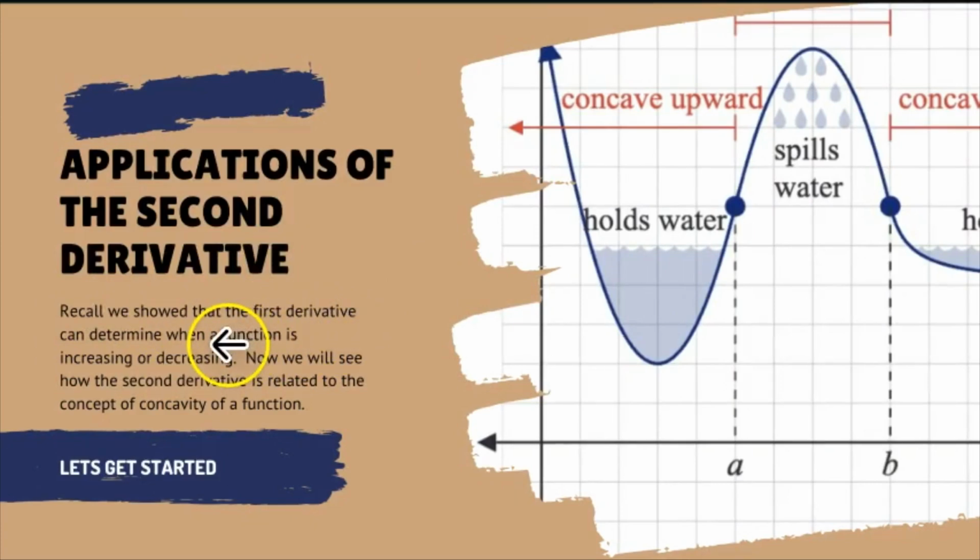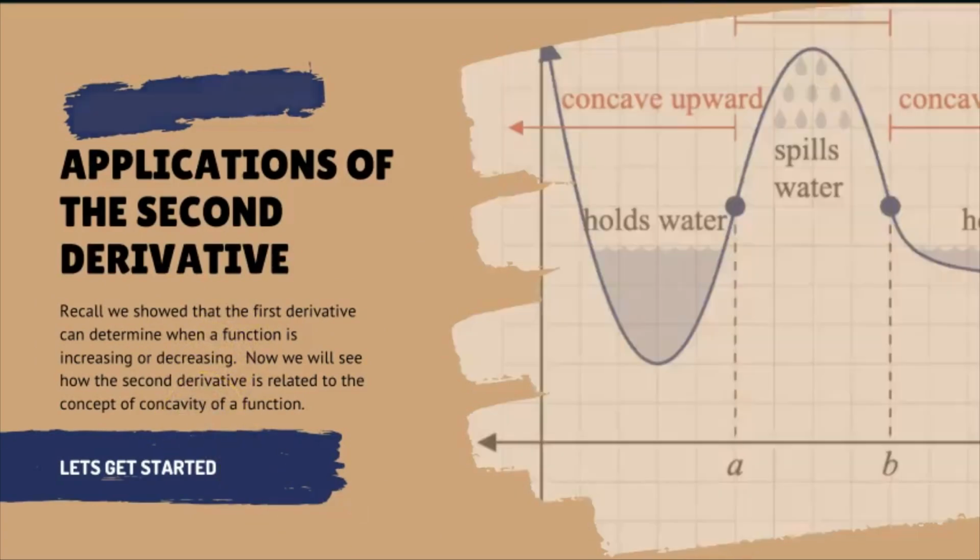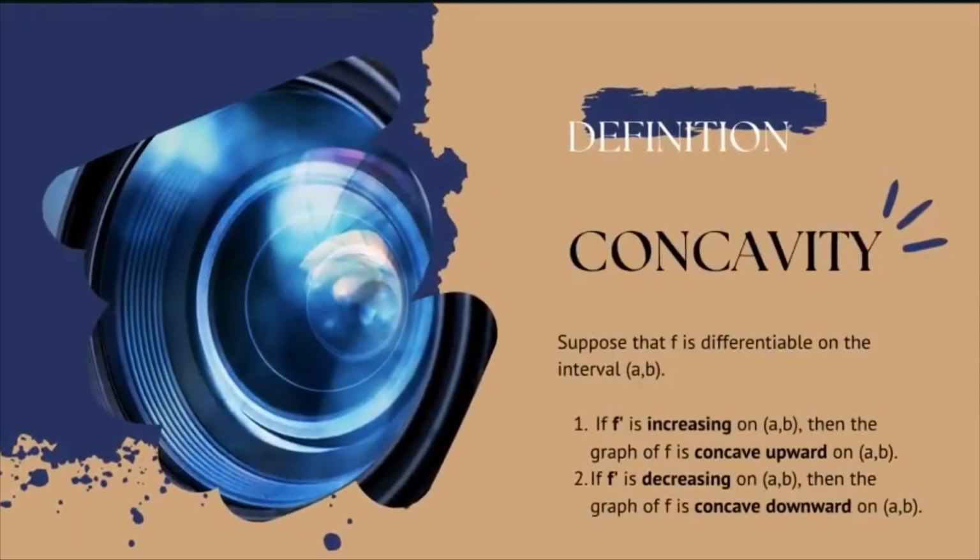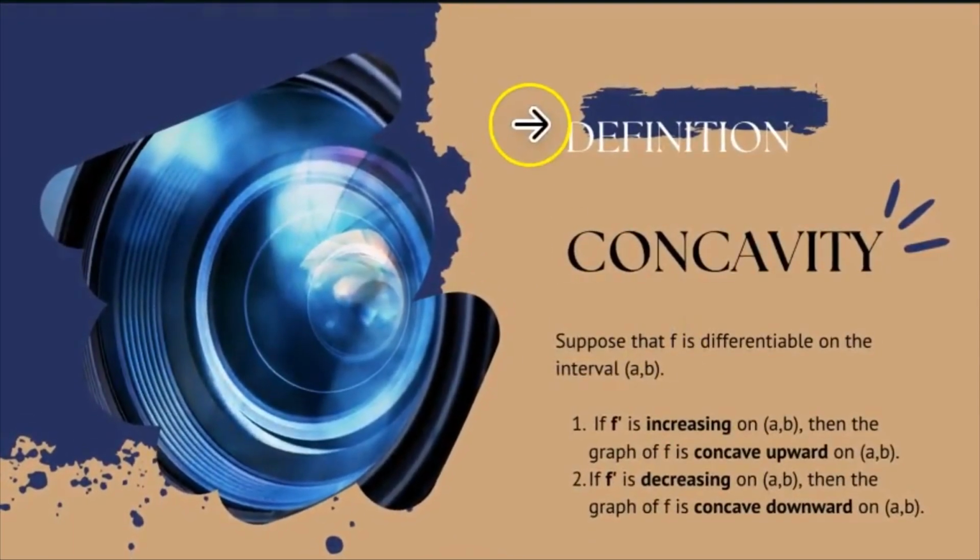derivative can determine when a function is increasing or decreasing. Now we'll see how the second derivative is related to the concept of concavity of a function. So let's get started. Let's first begin with the definition of concavity.